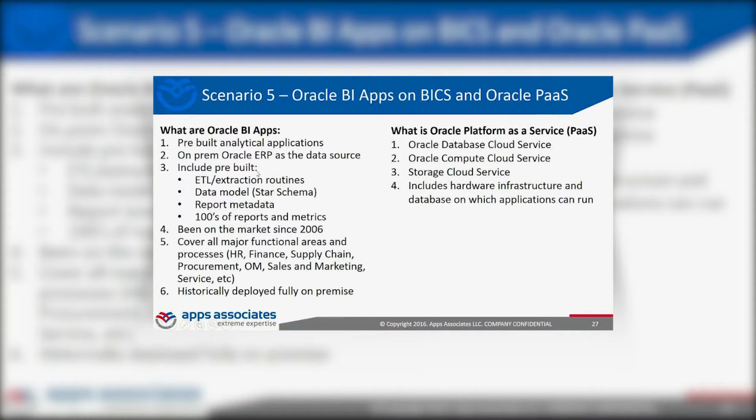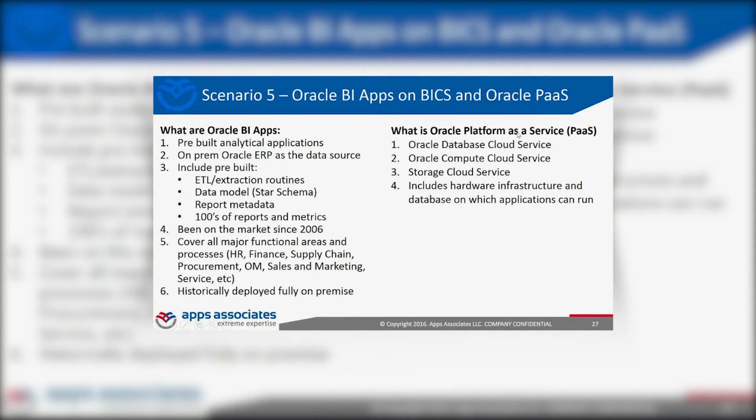They come with pre-built ETL to pull out of those data sources into a pre-built data model that's optimized for reporting. Pre-built report metadata layer. So that OBIEE RPD is built out extensively. Hundreds of reports, hundreds of metrics. This has been on the market since about 2006, so you're looking at about 10 years. So a very mature product covering all the major functional areas, HR, finance, everything. A long history of successful use. Now, historically deployed fully on-premise.